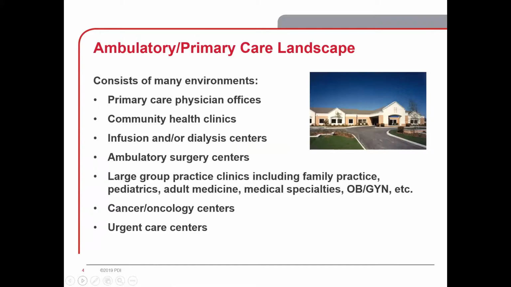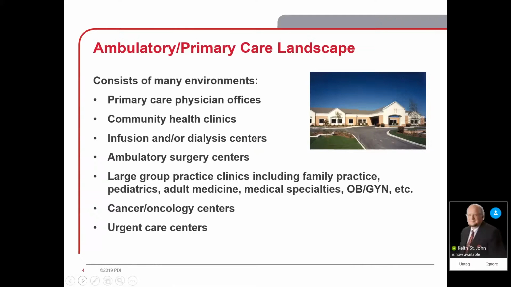We see ambulatory surgery centers. It may consist of a large group practice clinic that includes family practice, pediatrics, medical specialties, and general adult medicine. And we also see a lot of freestanding cancer and oncology centers. And certainly in every neighborhood now, we are seeing some of those urgent care centers popping up.